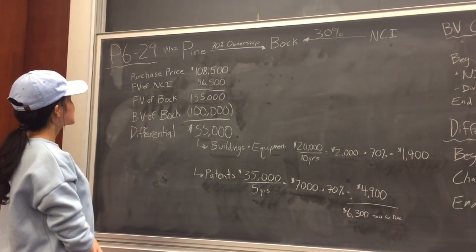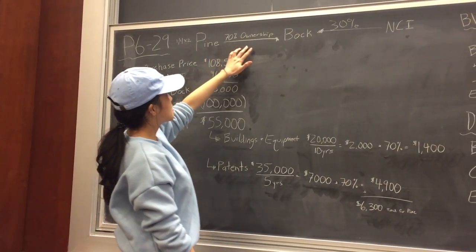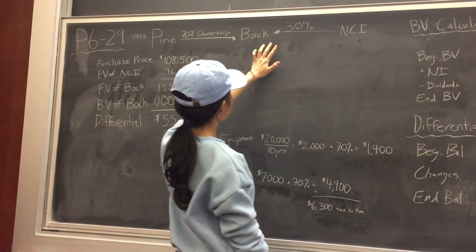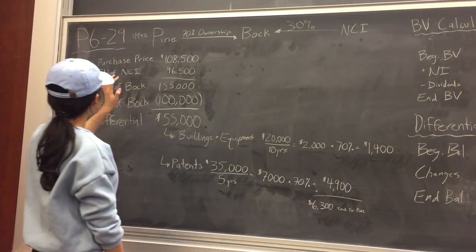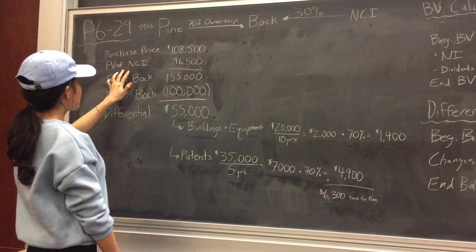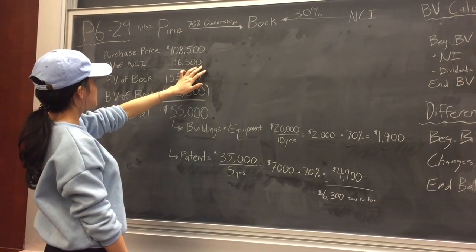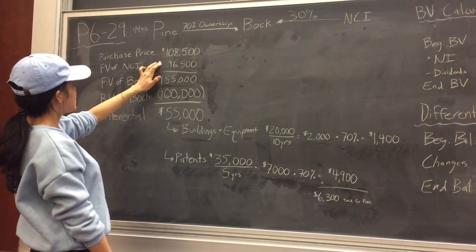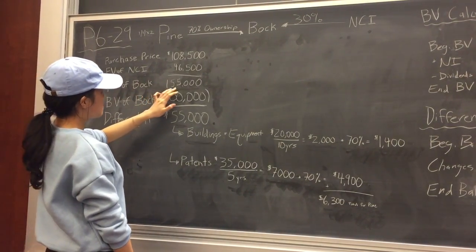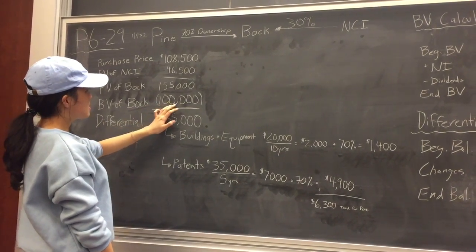For problem P6-29, I'll start it. Pine owns 70% of Bob, and the non-controlling interest owns 30%. We know that the purchase price is $108,500. The fair value of the non-controlling interest, which is also given, is $46,500. We use the purchase price plus the fair value of the non-controlling interest to get a fair value of Bob, which is $155,000. The book value of Bob, also given, is $100,000.